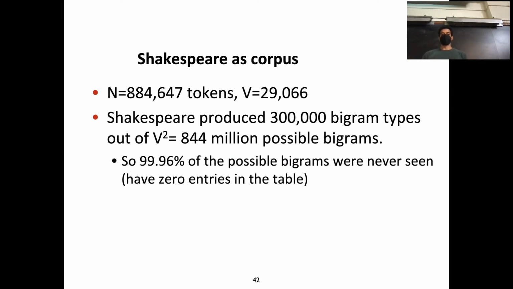Actually, an example here: Shakespeare produced 300,000 unique bigram types, and the number of unique words that Shakespeare used was like 30,000. So he could have produced 844 million bigrams, but of those, he only used 300,000 of them, right? So in the bigram table for Shakespeare's text, the vast majority of those cells are 0. He never produced these bigrams. And in many cases, that's legitimate. Like they might be ungrammatical, they might never be semantically plausible. But in other cases, those are valid bigrams that just weren't observed in the training data set of Shakespeare's plays.